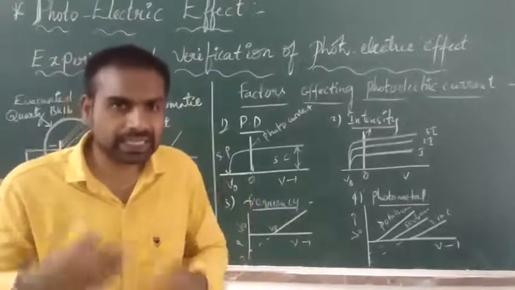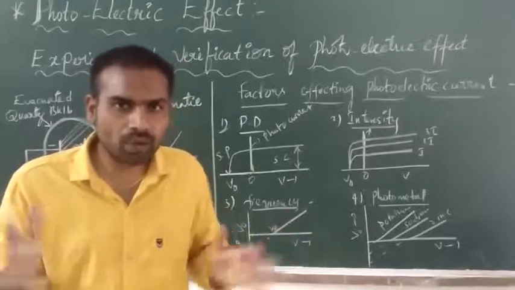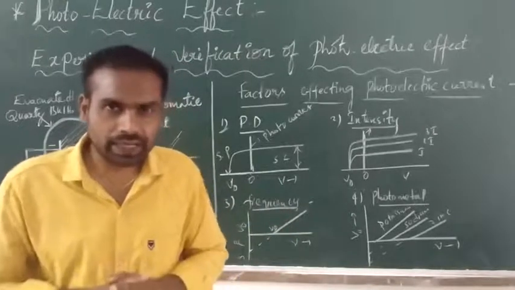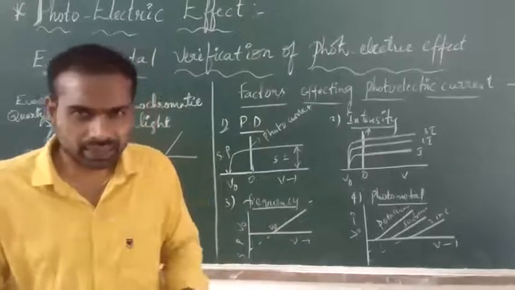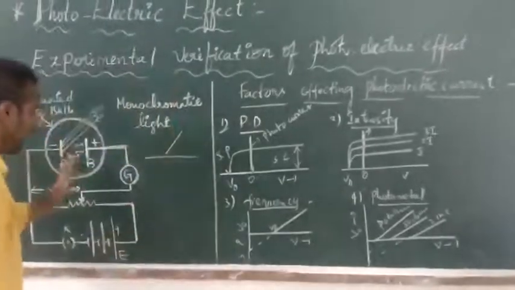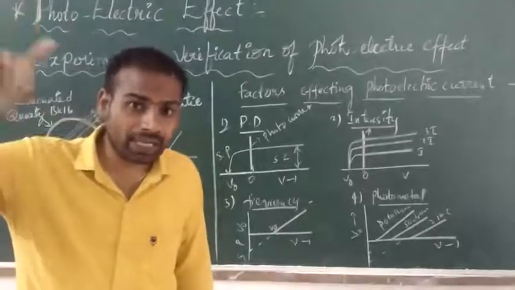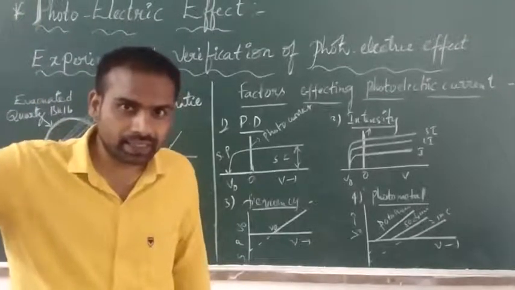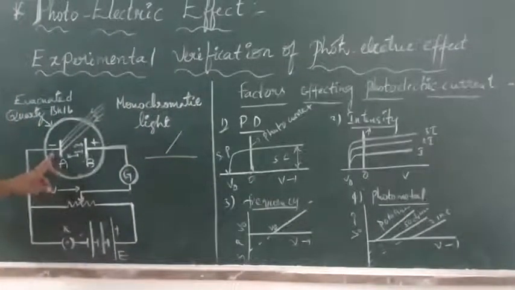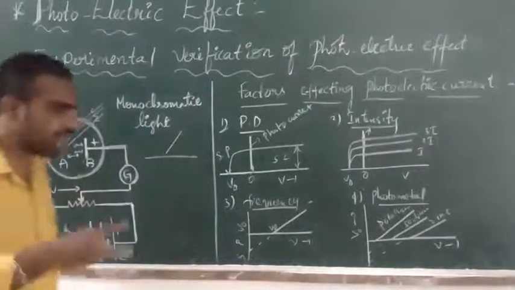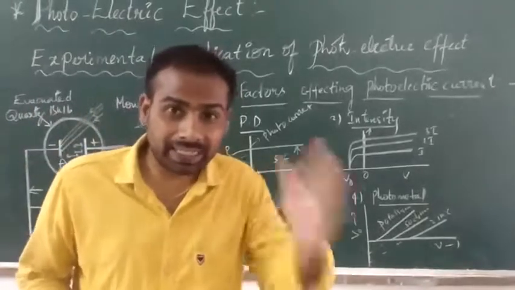If we still increase the positive potential of B, there is no appreciable increase in current. That is the saturation point, the maximum current. So as the potential of plate B increases, the photocurrent increases. Is it clear? Now the second point: as the negative potential increases, the photocurrent decreases.